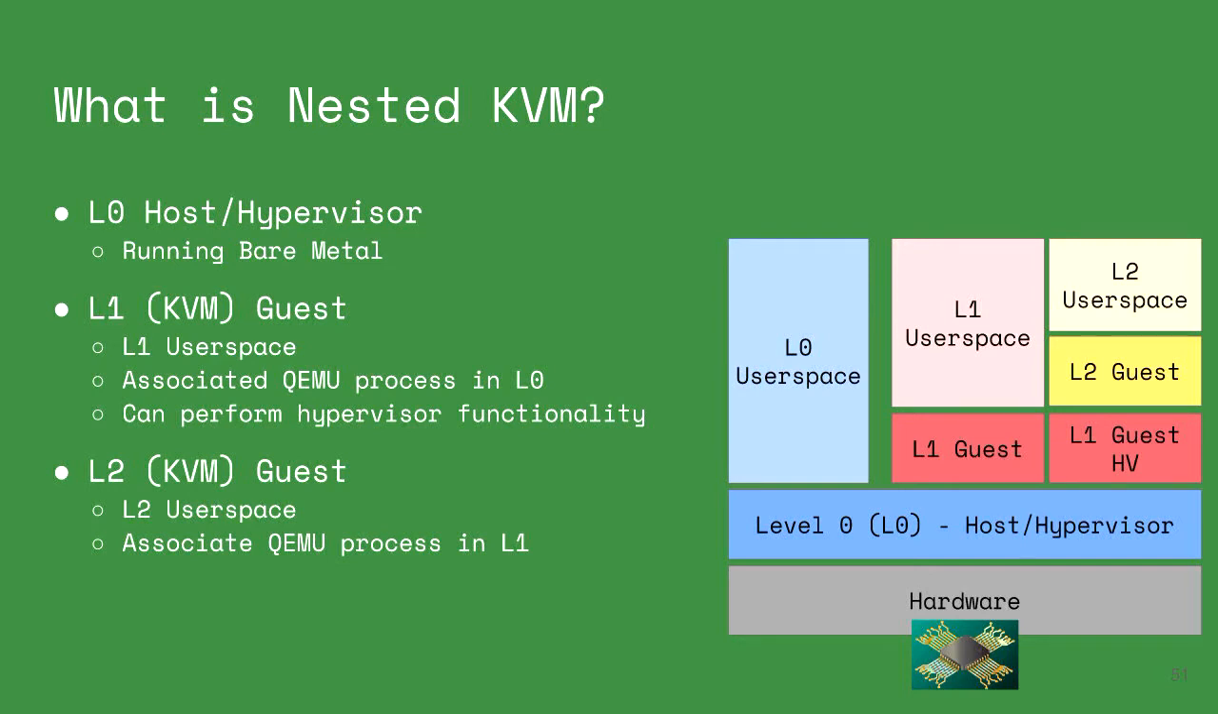So I'm going to call that the level 2 or L2 guest, which is running as a nested guest of the level 1 guest. And as you can see, the numbers will just increase the deeper you get. You get L3, L4. Who knows how deep you can go.